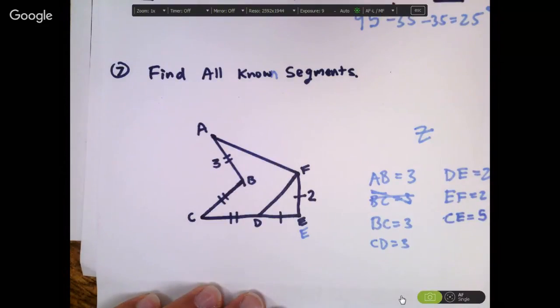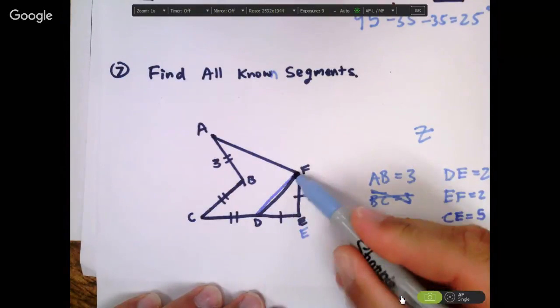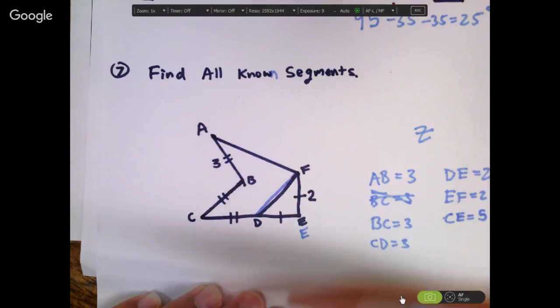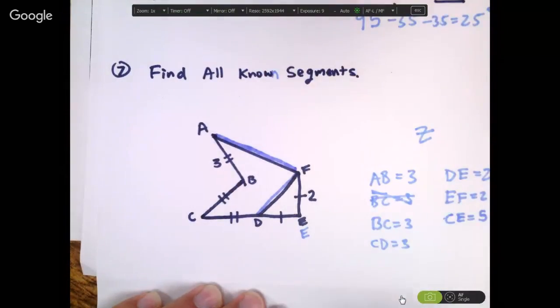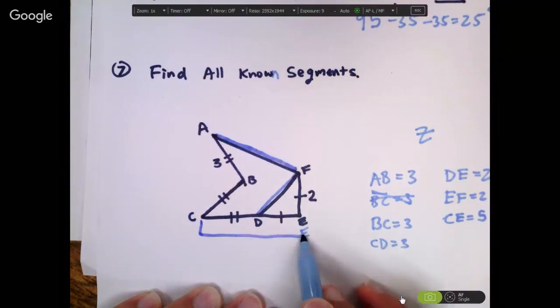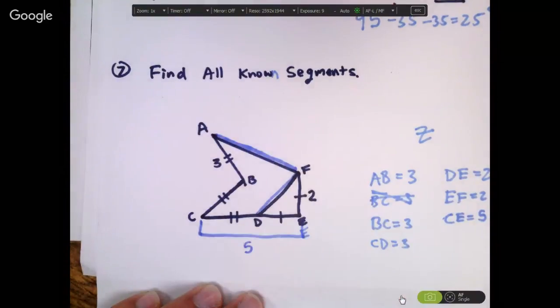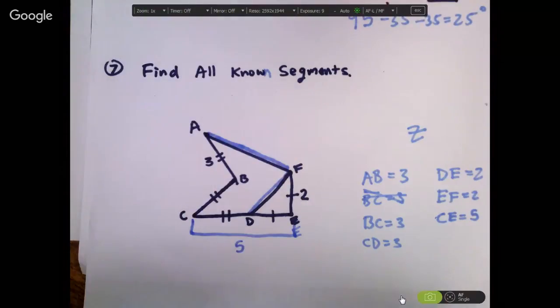Here's a mistake in geometry. I don't know what this length is, and I don't have enough information to figure it out. I can't say anything. I do have enough information to figure out CE because it was adding those together, and that gave me 5. You will be tempted in geometry to give me answers to things, and I'll say you don't have enough evidence for that.